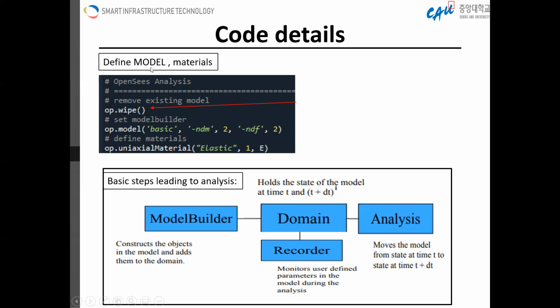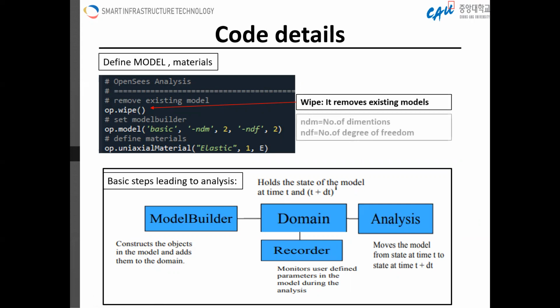Now starting with the model command, we need to wipe all of the existing models. So this command does the wiping process, and then we need to define the model, which is basic, and we have the number of dimensions. We have 2D, and then the number of degrees of freedom. We have 2. Uniaxial material used here is elastic material because it's a truss, and the tag of the material property is 1, and the elastic model is E, with the E command, which we have already defined.